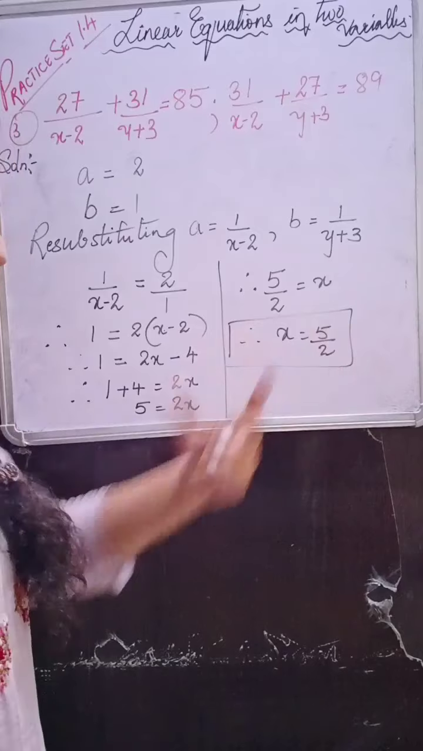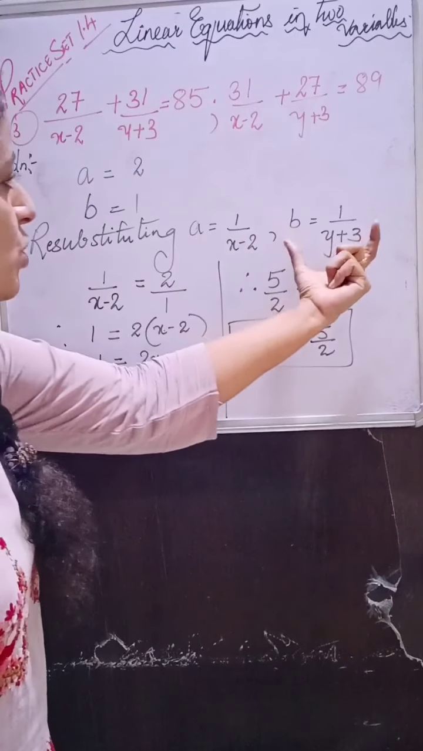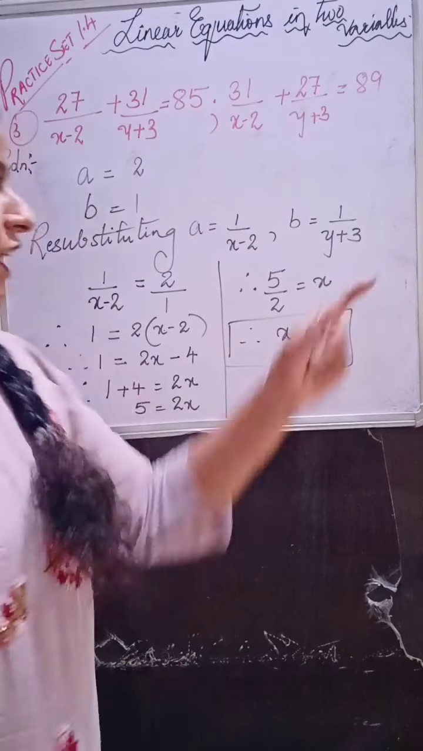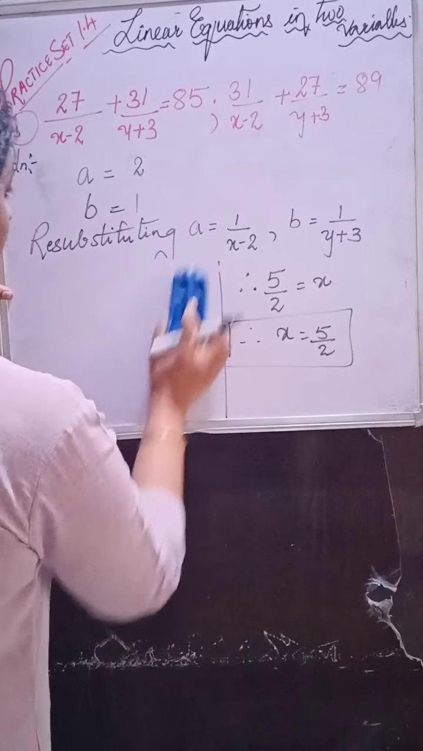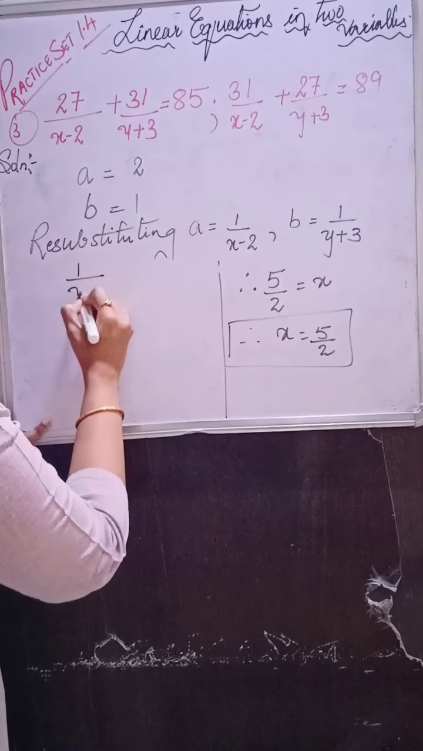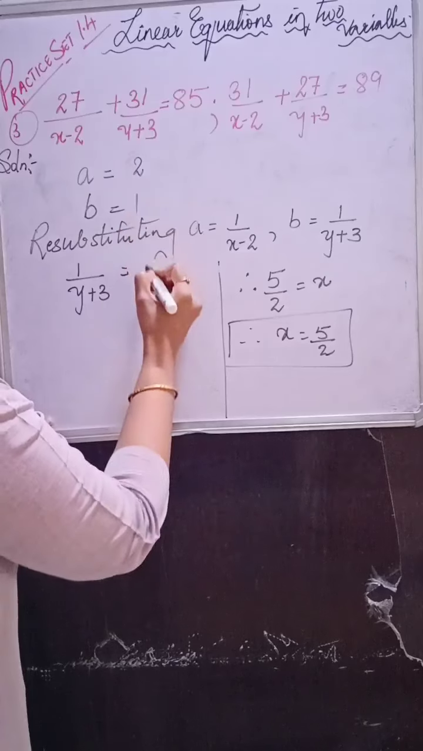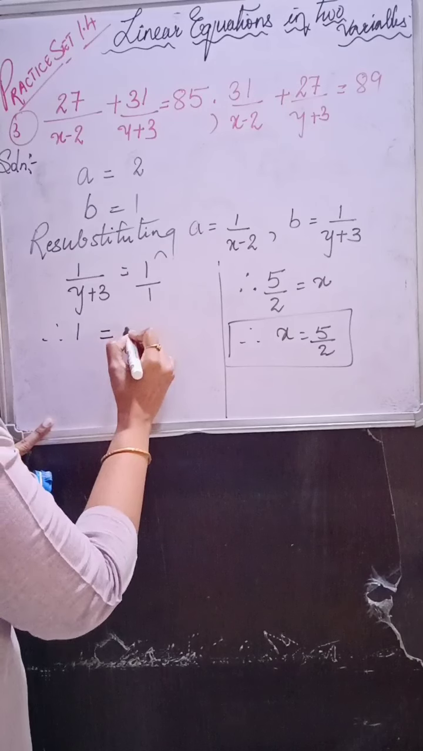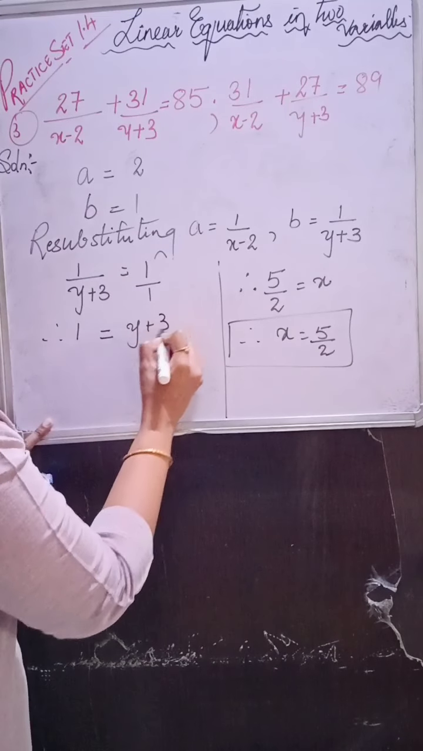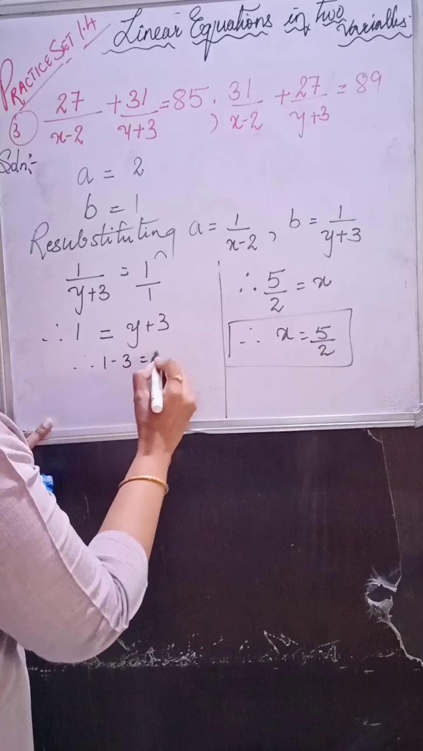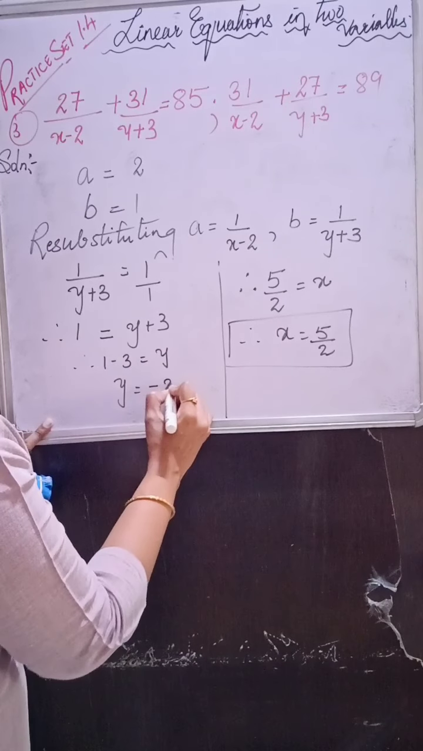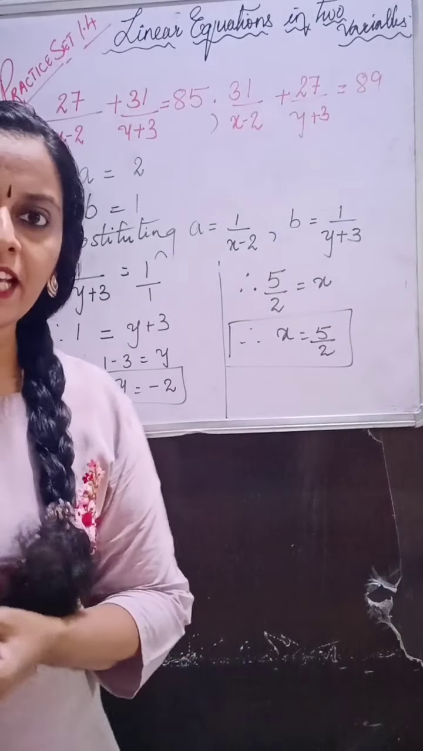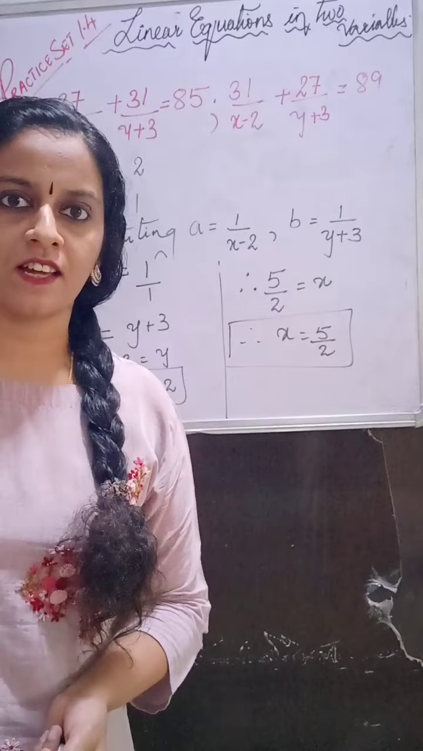Simple, every step explained. Now similarly, let us substitute b as 1 and get the value of y. So in the same way, I will write 1 upon y plus 3 is equal to 1. Again I will go for cross multiplication. 1 into 1, 1 is equal to 1 into y plus 3, which is y plus 3. So therefore 1 minus 3 is y. Y is equal to minus 2. So x we got 5 upon 2 and y we are getting minus 2. Write the final answer. I hope you understood.